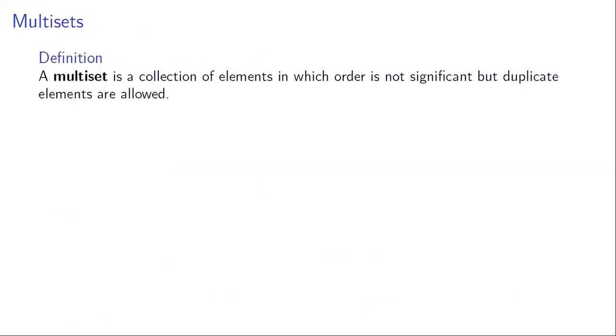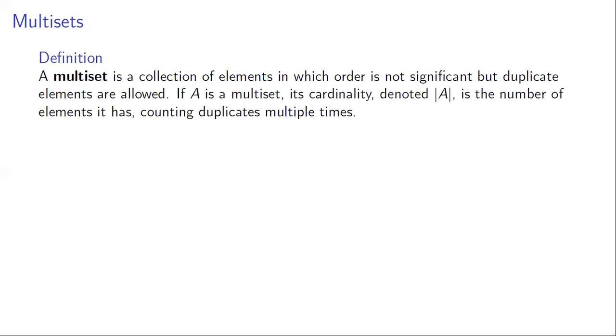Okay, now we can talk about a new type of object. We've talked about sets, we've talked about lists. Now we can talk about something sort of similar to both of them in a way, multisets. So a multiset is a collection of elements in which order is not significant. So far it's like a set, order doesn't matter, but duplicate elements are allowed. That's not like a regular set. A regular set cannot have duplicates, but a multiset can have duplicates.